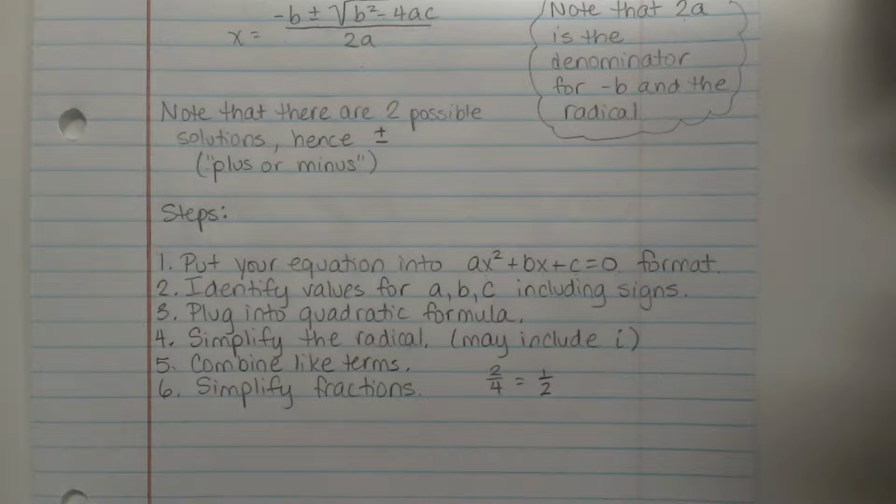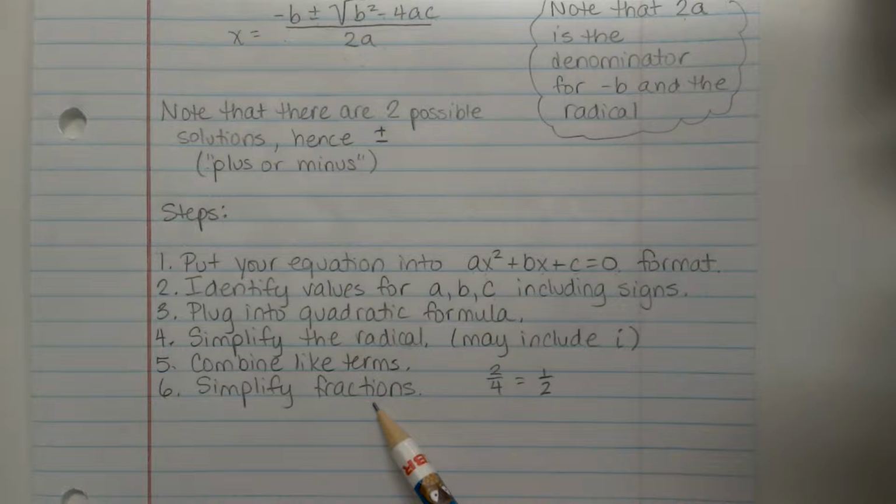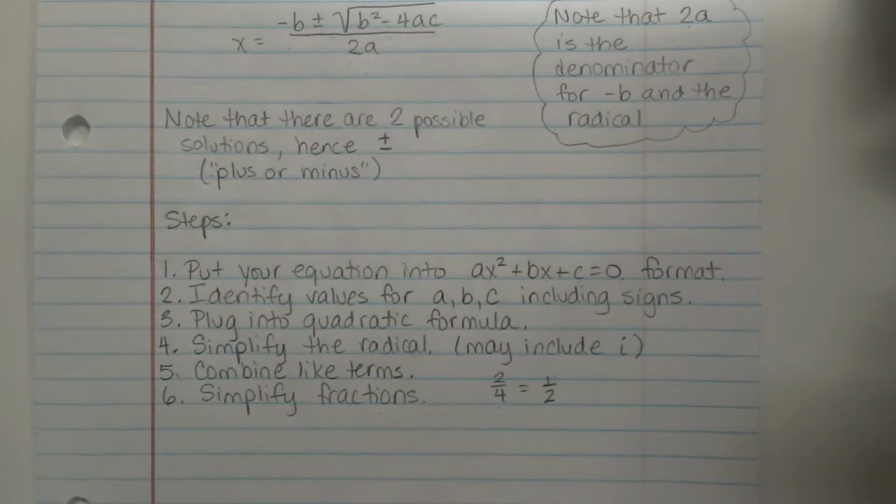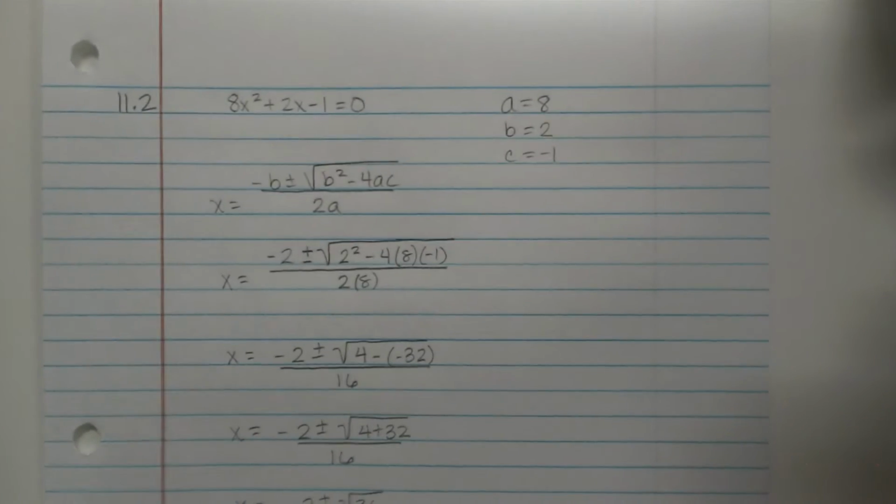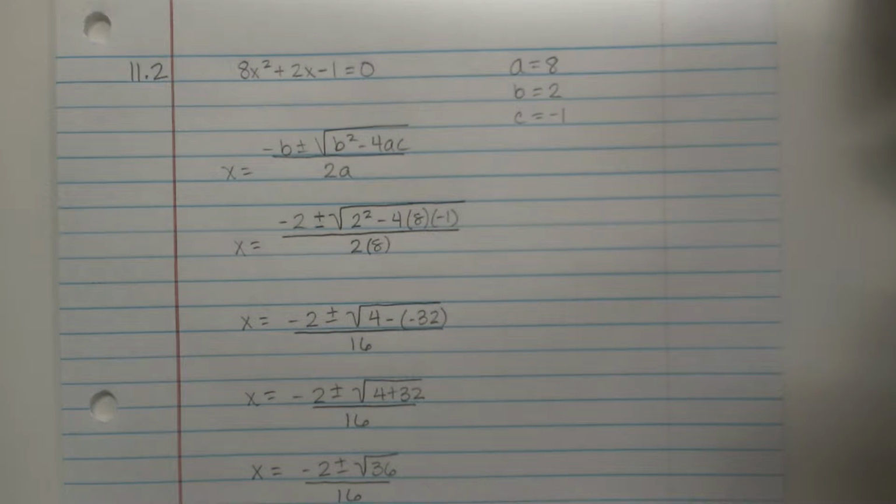Next, you're going to combine all your like terms. Then you're going to simplify any fractions. For example, if you have 2 over 4, you need to simplify that into 1/2. So let's do several examples. All these examples are a little different. So keep watching all the way to the end. I know it's tough, but you can do it.